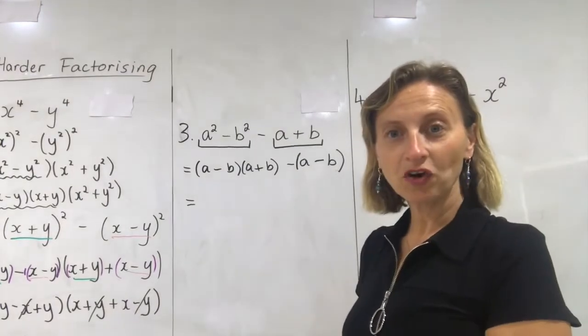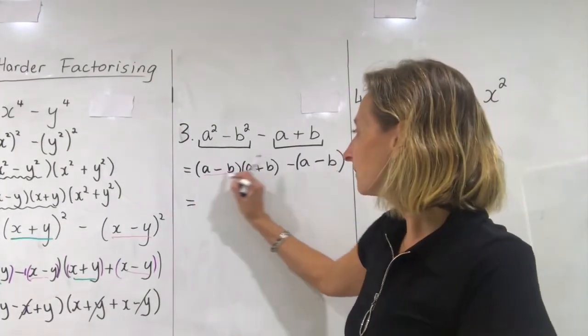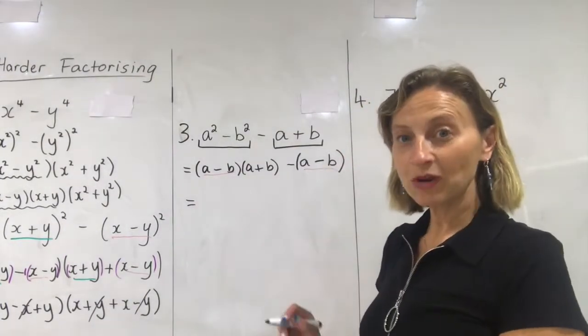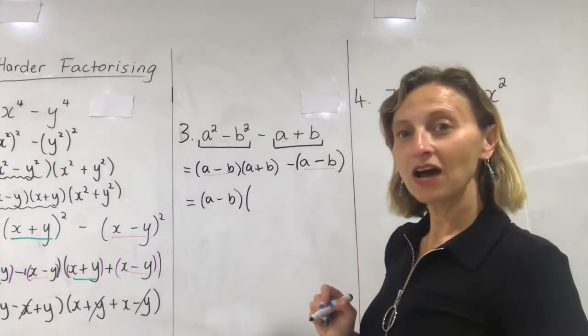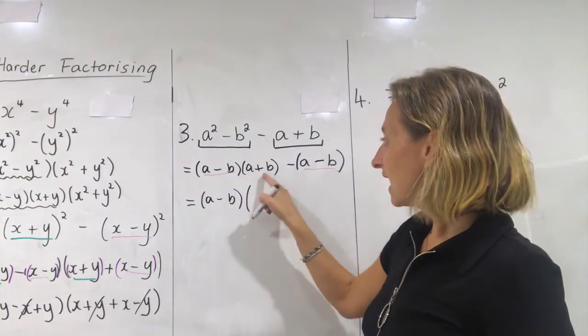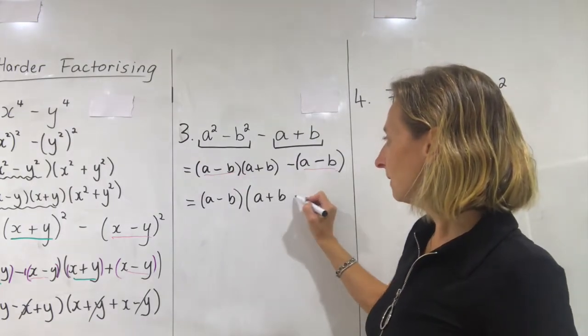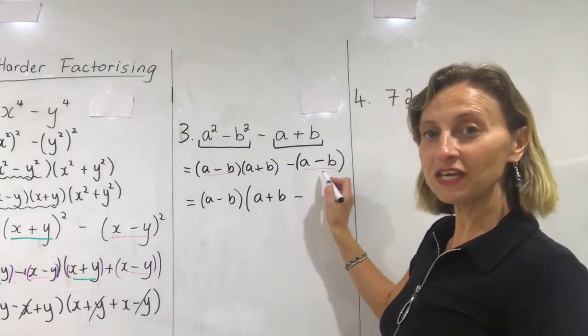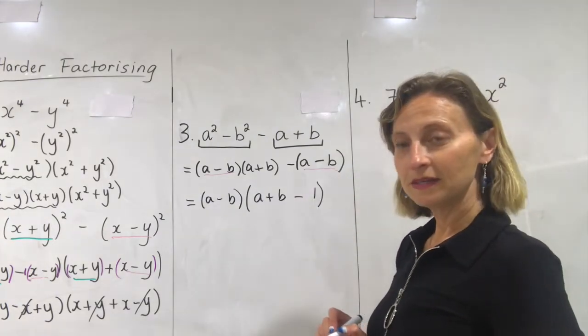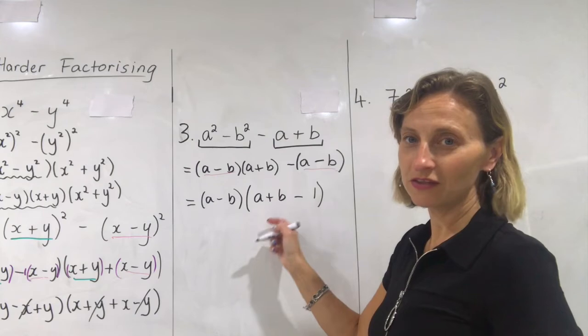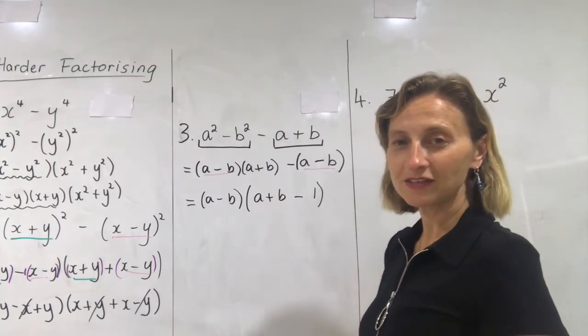Now I can see that I have common factors of a minus b. So that's what I need to factorise out, a minus b. And I need to write down what's left. A plus b minus, well, nothing left over here, so we put a 1. If you put brackets around that, that's okay, and then you would just expand them in the next line. I just don't think it's necessary.